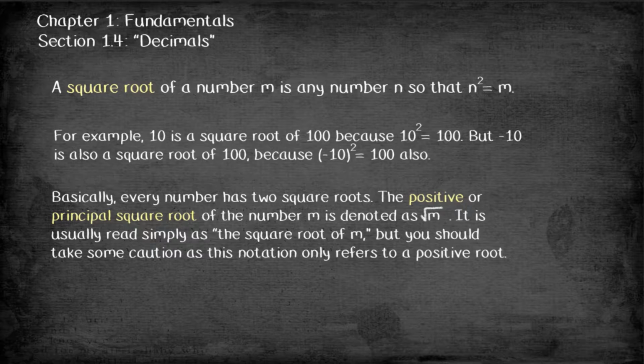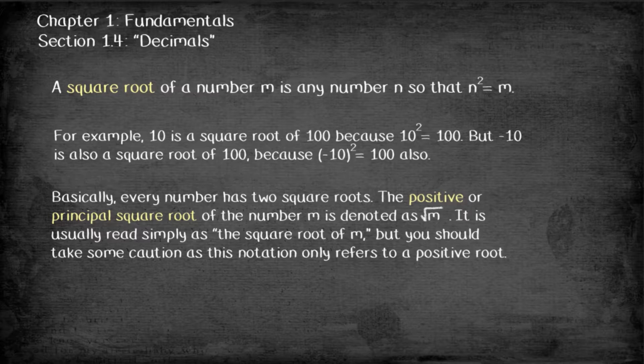But that's not all. Because if you take negative 10 and square it, negative 10 squared is also 100. So both those numbers, 10 and negative 10, are square roots of 100. This means that every number has two square roots, I guess with the exception of 0.